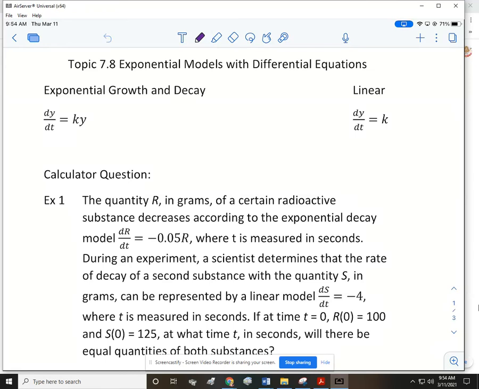All right, this is the last lesson in Unit 7, and we're going to be talking about exponential models with differential equations. We're also going to talk about linear models with differential equations too.